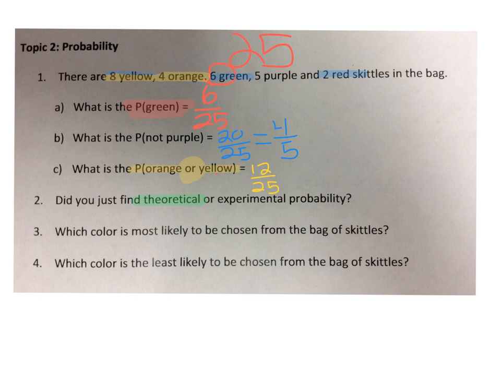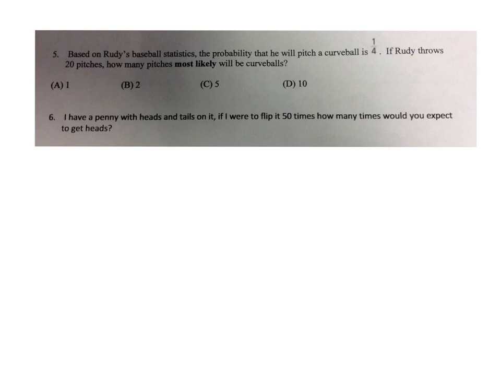Number 3, which color is most likely to be chosen from the bag of Skittles? So which color has the highest probability of being pulled? Hopefully you're saying yellow because yellow has the most. Which color is least likely to be chosen from the bag of Skittles? Well, that one would be red because there's the least amount of red Skittles. All right, let's take a look at number 5 and 6.